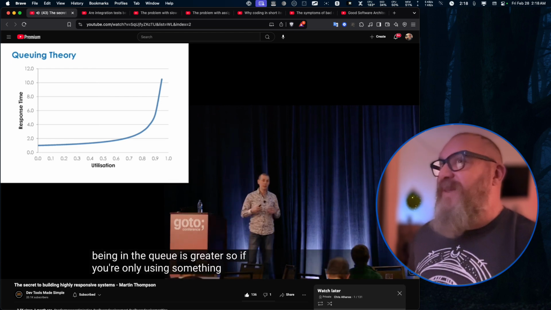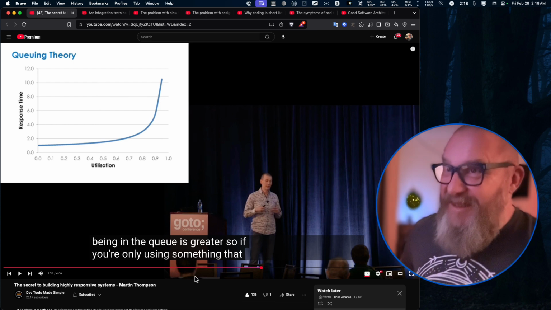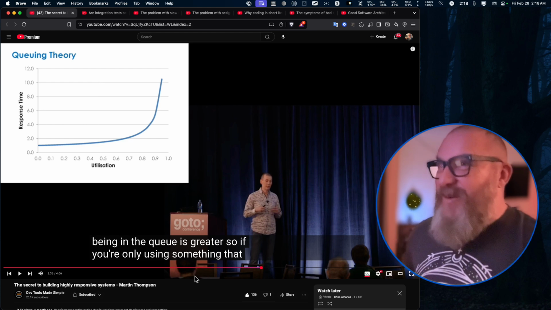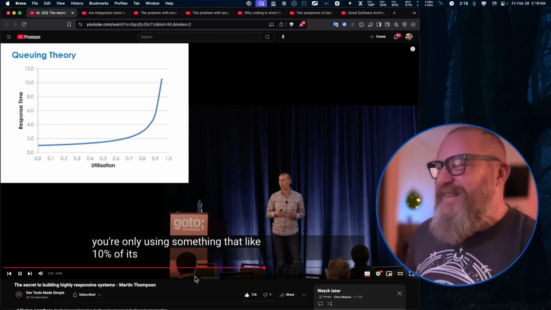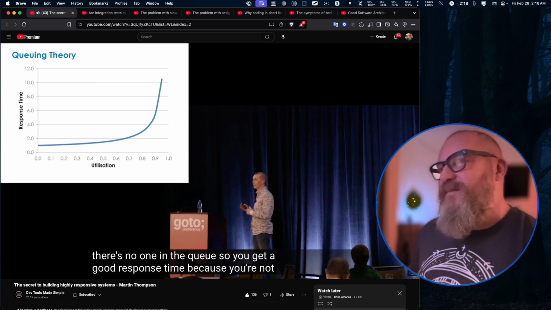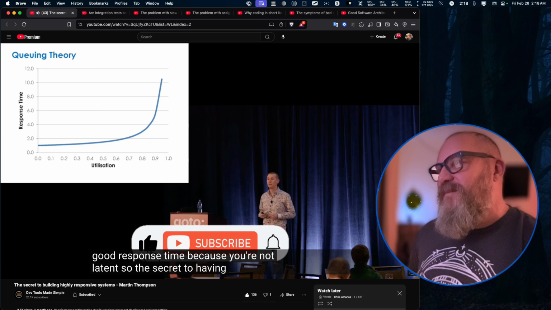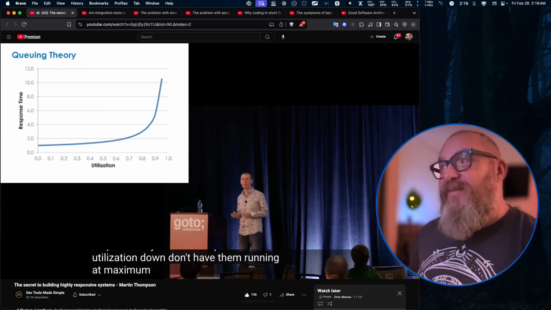If more people are using the service, there's going to be more of a likelihood someone is using it. At like 10% utilization, the chances are there's no one in the queue. So you get a good response time because you're not latent. The secret to having very responsive systems is to keep the utilization down. Don't have them running at maximum utilization.